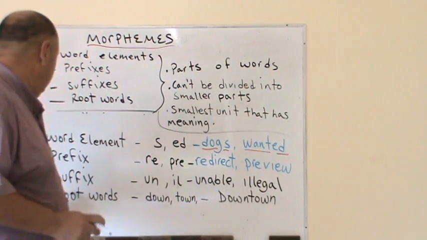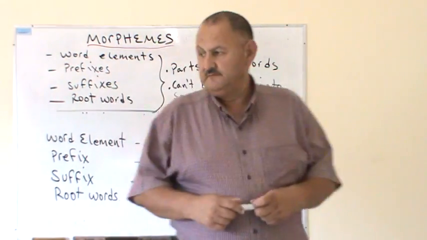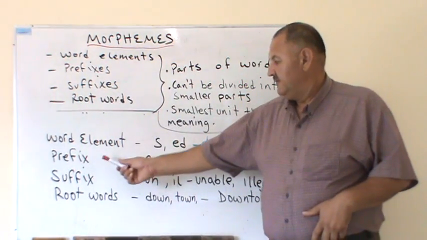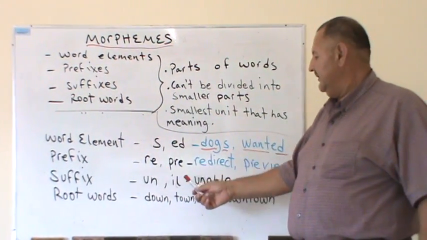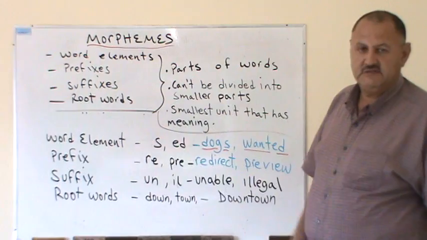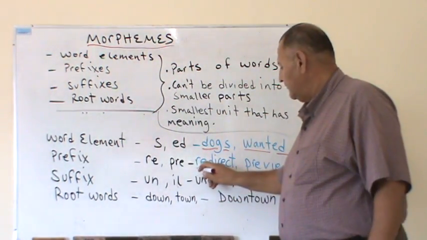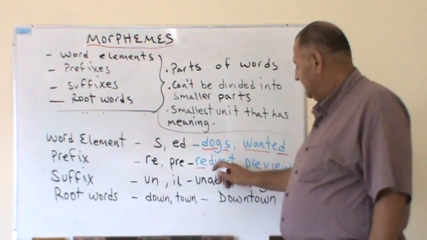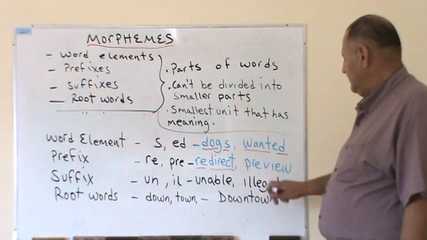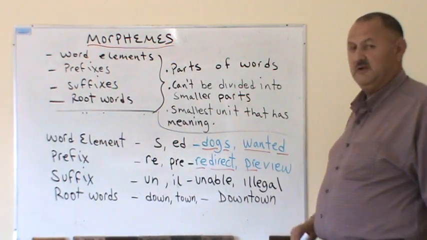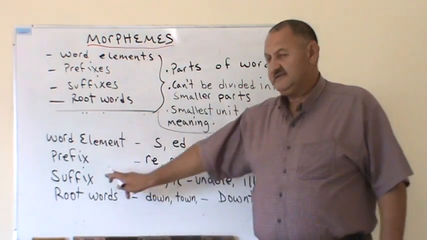Now, here, a prefix. Here's an example: RE and PRE, which is pre. For example, in redirect, re is one part, direct is another part of the word. Preview: pre is one part, view is another part.